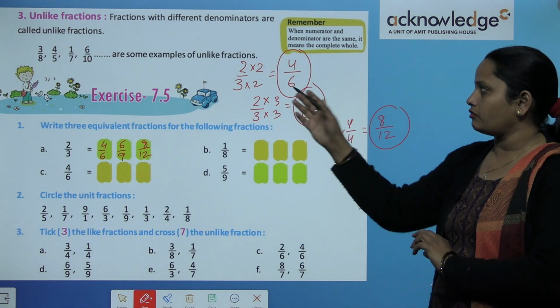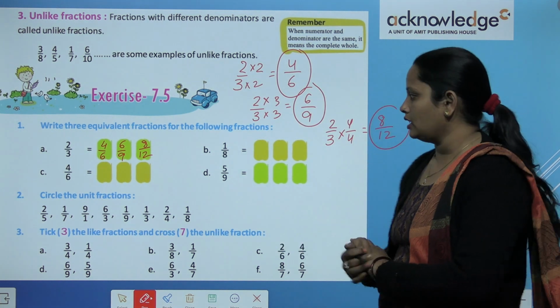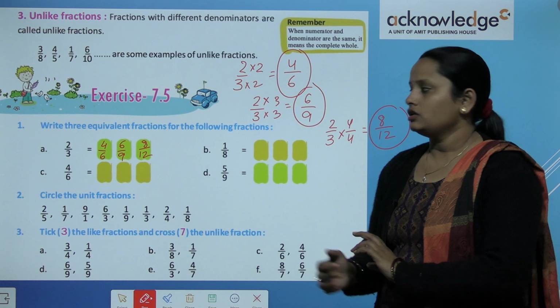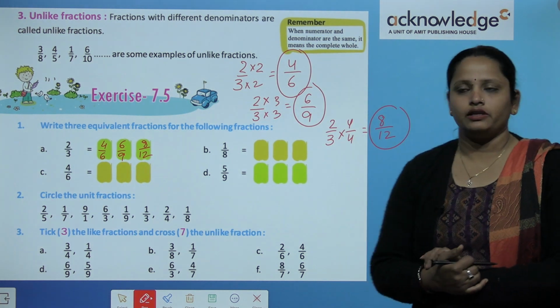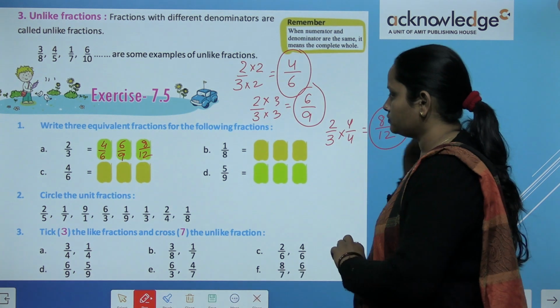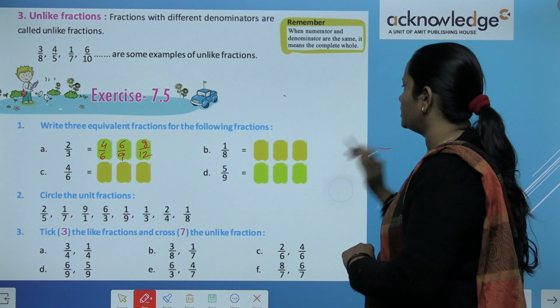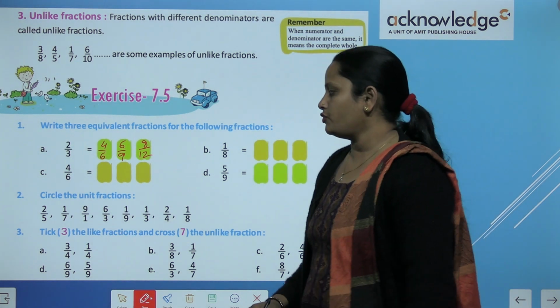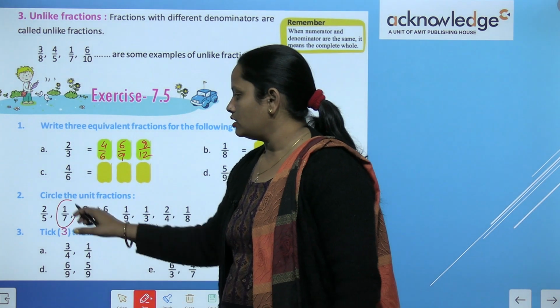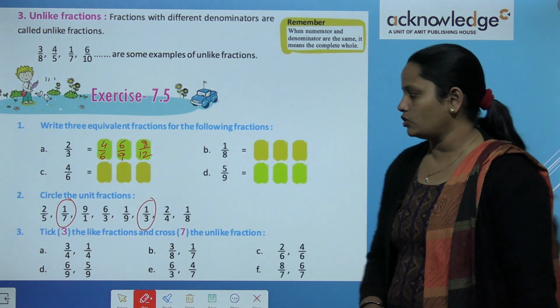Similar things you have to do here. इन सबको 2 से, 3 से और 4 से multiply करेंगे, and we will get the equivalent fractions. Next, circle the unit fraction. Unit fraction को हमें circle करना है. So unit fraction क्या होता है, जिसका numerator 1 होता है. Rest do on your own.